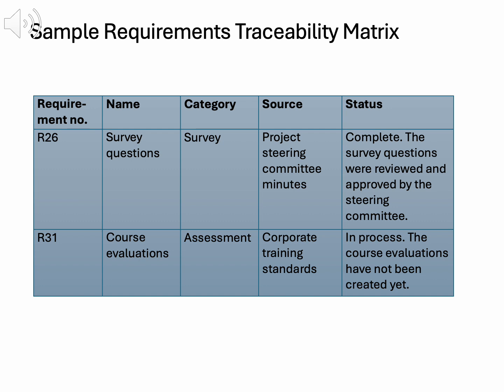Creating an RTM involves listing all requirements, identifying their origins, and updating status regularly. For instance, as course evaluations are developed, the RTM reflects progress, keeping stakeholders informed. This aligns with the requirements management plan's tracking process, ensuring integration with project reporting.